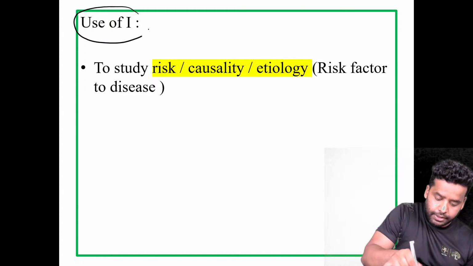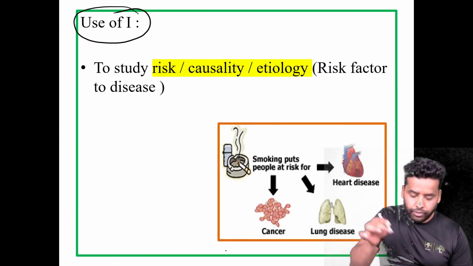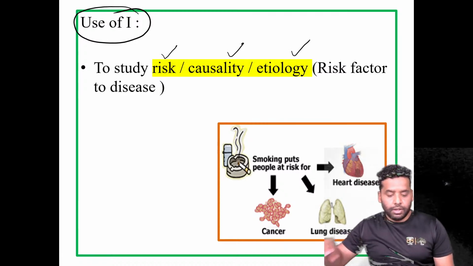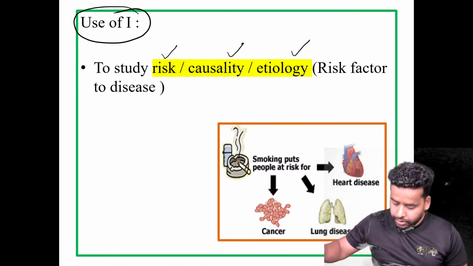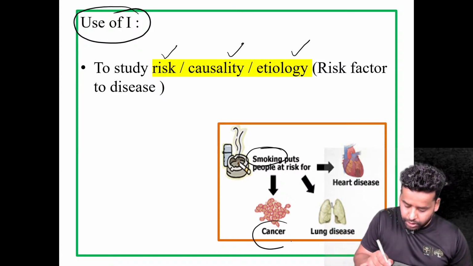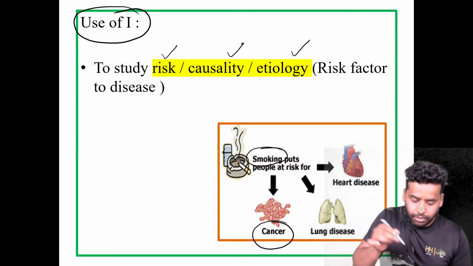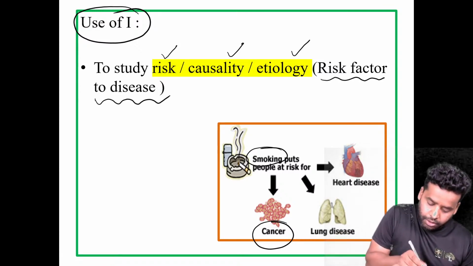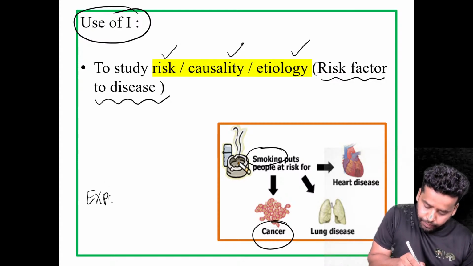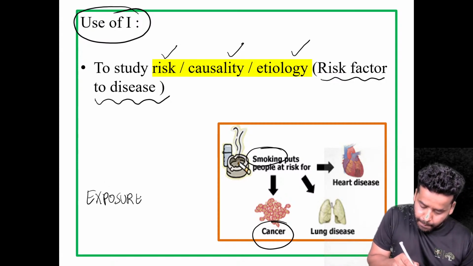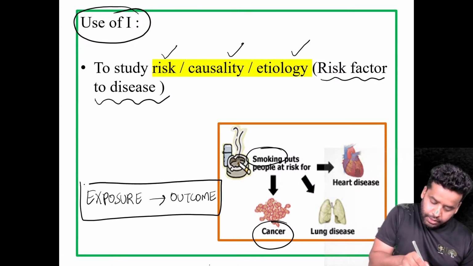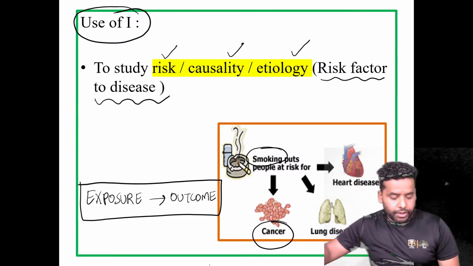Use of incidence. Write this word. Use of incidence. We'll be studying etiology, causality. Starting from exposure, we'll go towards outcome. Means nothing but risk factor to disease. Exposure to outcome. Tell me yes or no. Exposure to outcome. Risk factor to disease. Tell me yes or no.